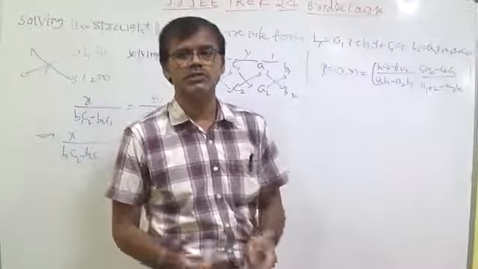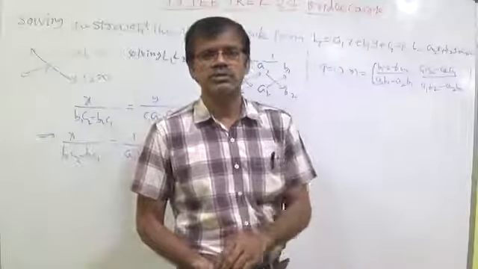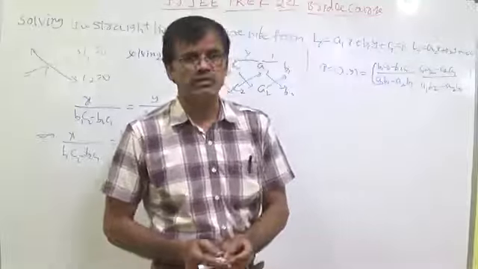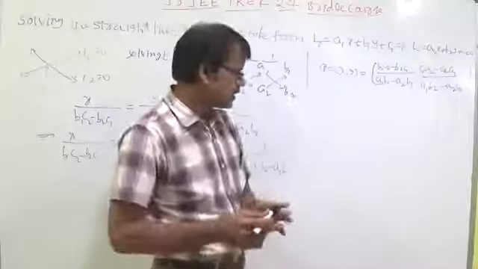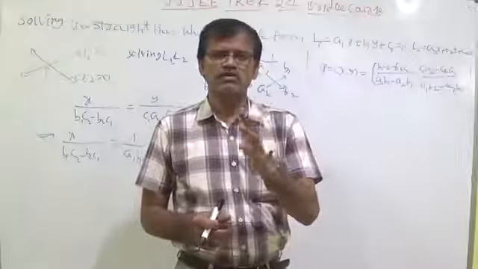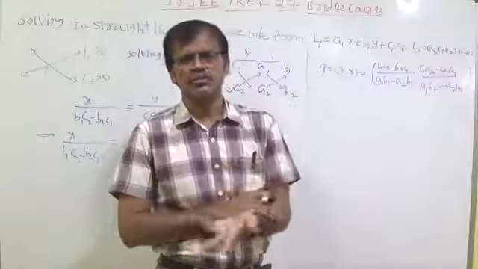A1 B2 minus C2 B1 is common for both. For the numerator of the first one, B1 C2 minus B2 C1, and for the numerator of the second, C1 A2 minus C2 A1. For the first one, the letter A should not be used; take the next letter, B.